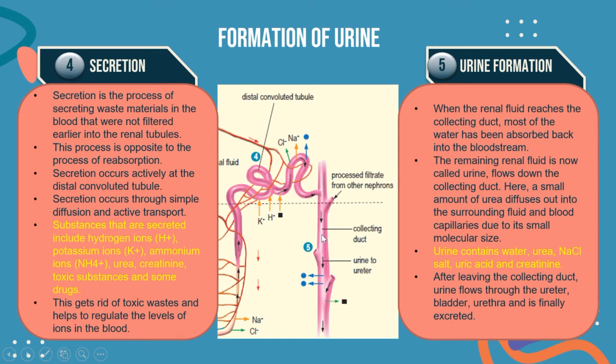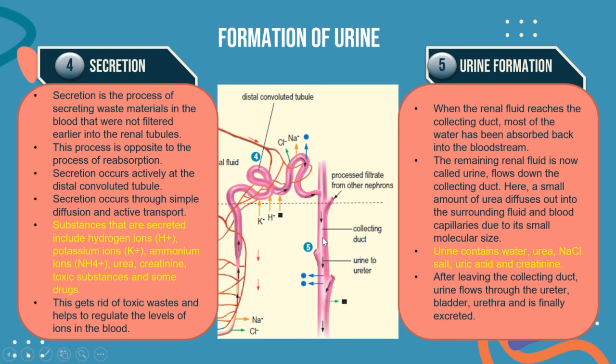So here, water is reabsorbed by osmosis, diffusing into the blood capillary. The remaining renal fluid is now called urine. The remaining fluid that enters the collecting duct we call urine. Urine will flow down the collecting duct, and here a small amount of urea diffuses out into the surrounding fluid and blood capillary due to its small molecular size.